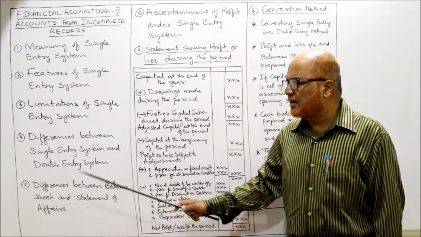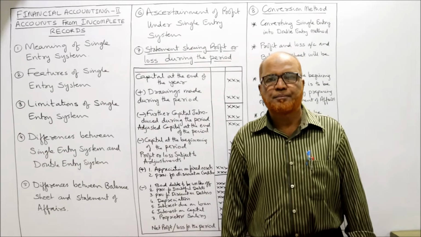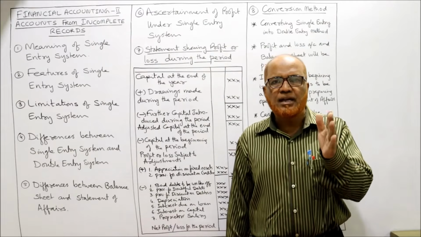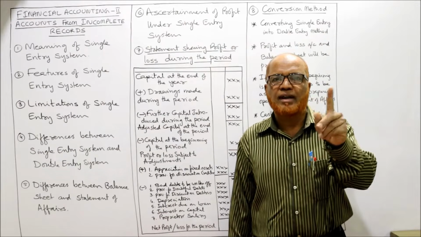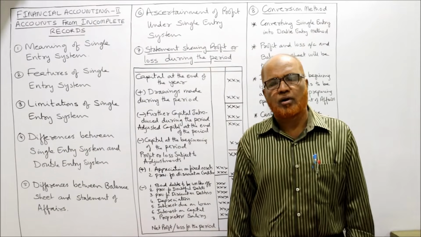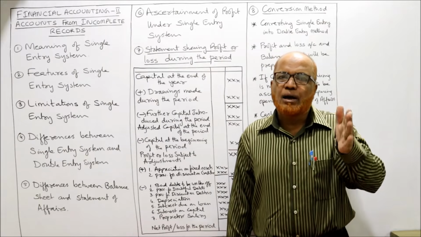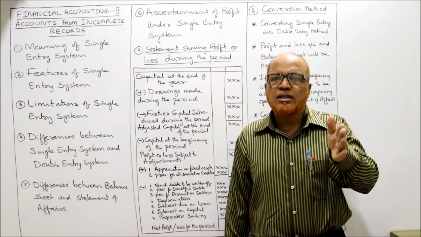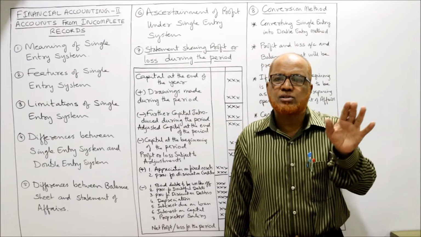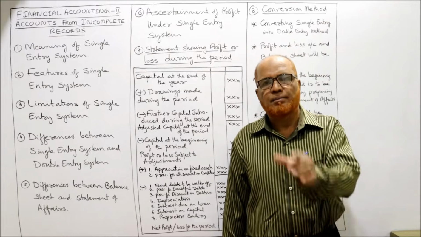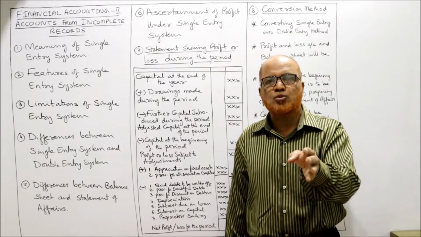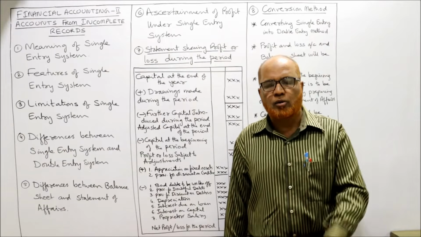Now, the differences between single entry and double entry system. Many differences are there. First, in the double entry system, we record both aspects. One account is debited, another account is credited. In the single entry system, both aspects are not recorded. Second, in the double entry system, all three types of accounts are maintained: personal account, nominal account, real account. In the single entry system, only the personal accounts of suppliers and customers and the cash book are maintained. Real accounts and nominal accounts are not maintained.